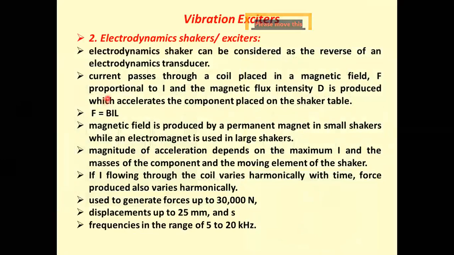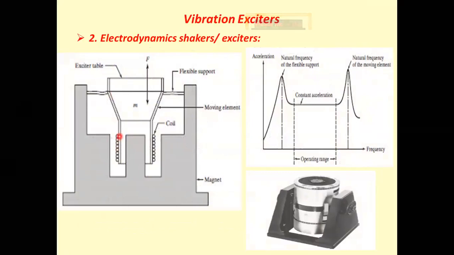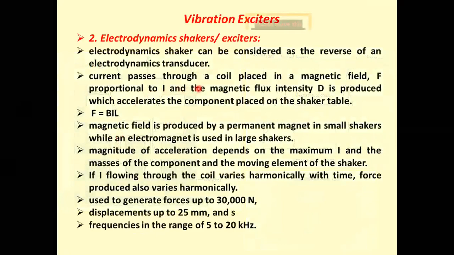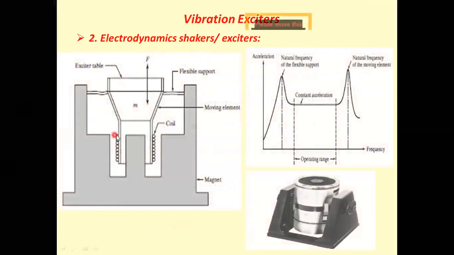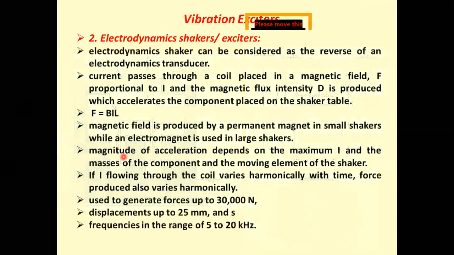So when current is passed through the coil placed in a magnetic field, so this is the coil which is placed in this magnetic field, when there is a current passing through that coil, a force F, which is proportional to the current I and magnetic flux density B, is produced, which accelerates the component which is placed on the shaker table.